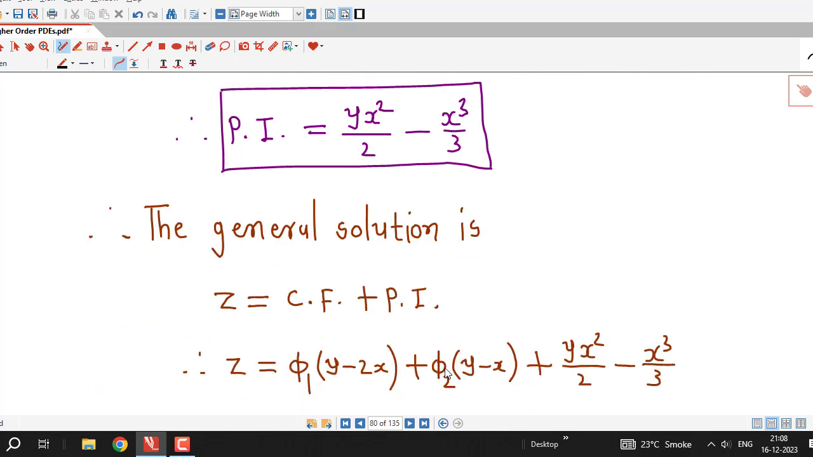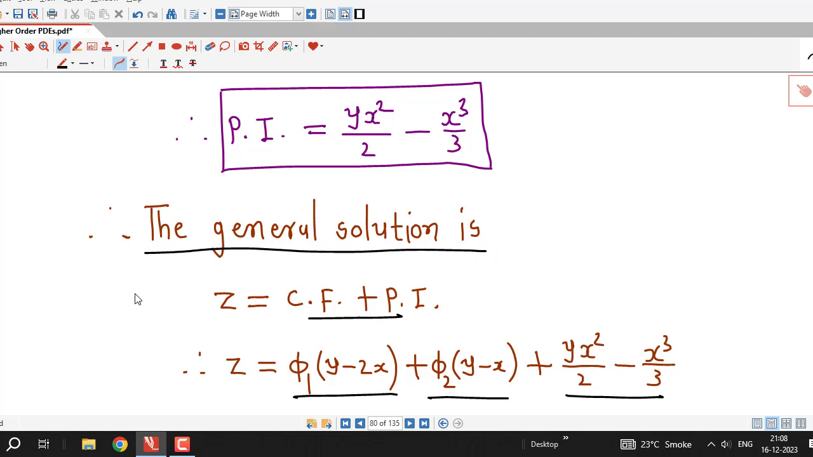And finally we write the general solution by adding the complementary function and particular integral. Do not forget to write down the general solution, otherwise you can lose 1 or 1/2 marks for that.